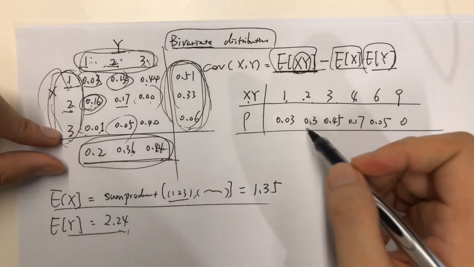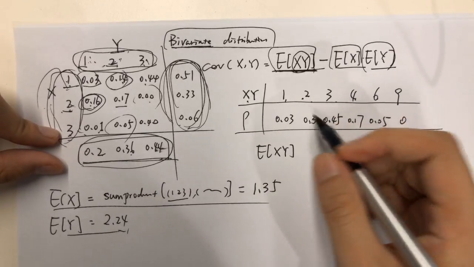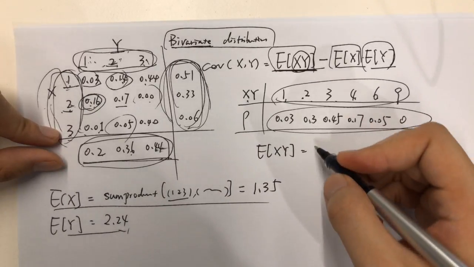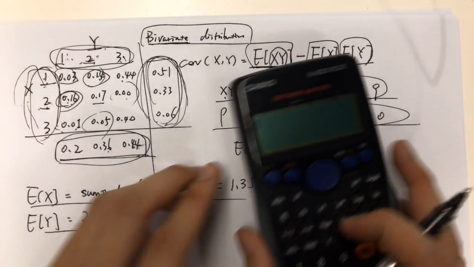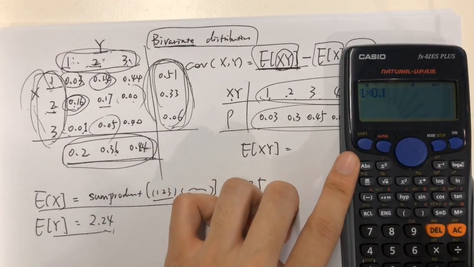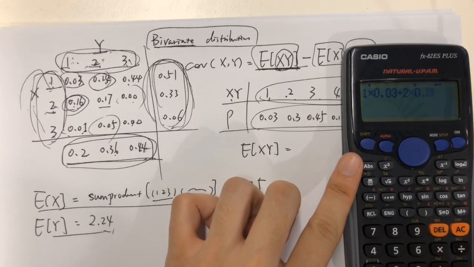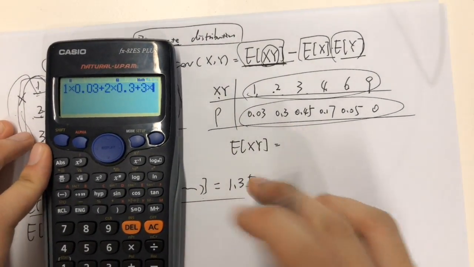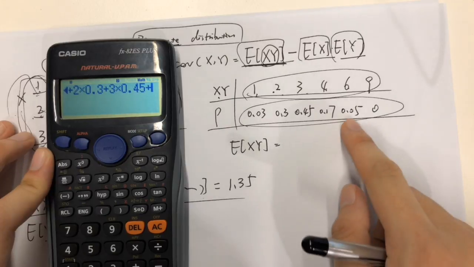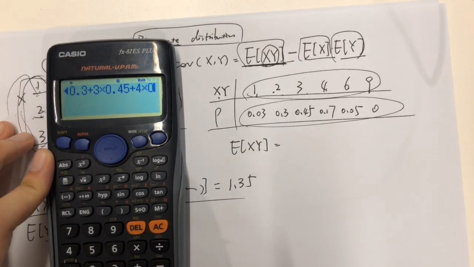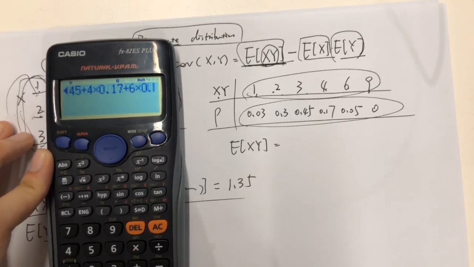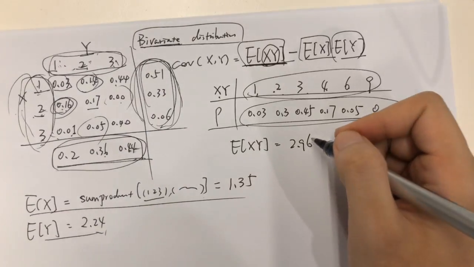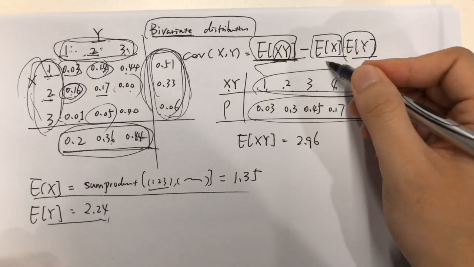Therefore, you can simply calculate E[XY] by the sum product of this row and this row in Excel. Or you can calculate it in your calculator: 1 times 0.03 plus 2 times 0.3 plus 3 times 0.45 plus 4 times 0.17 plus 6 times 0.05, right? And you finally get 2.96. So in this way, you got E[XY], you got E[X] and E[Y].